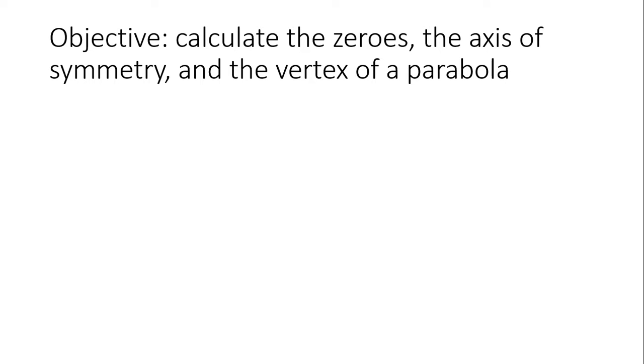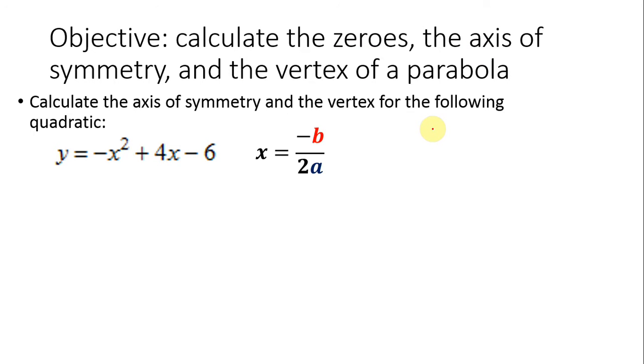Today's objective is to calculate the zeros, new word, the axis of symmetry, and the vertex of a parabola. First, let's calculate the axis of symmetry and the vertex for the following quadratic. Y equals negative x squared plus 4x minus 6.